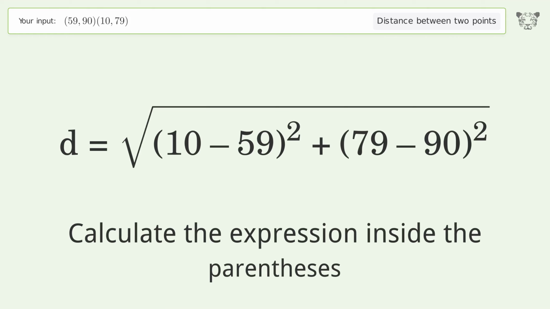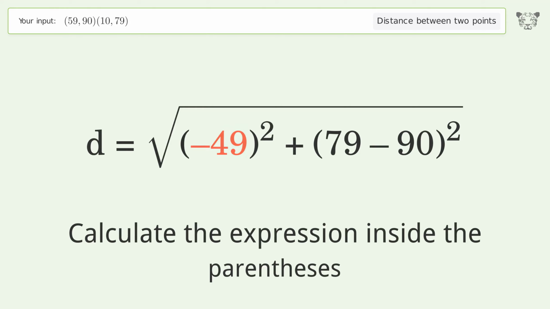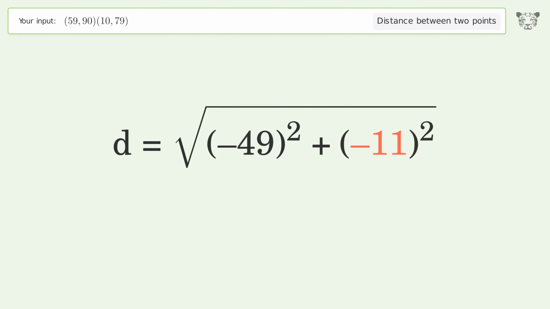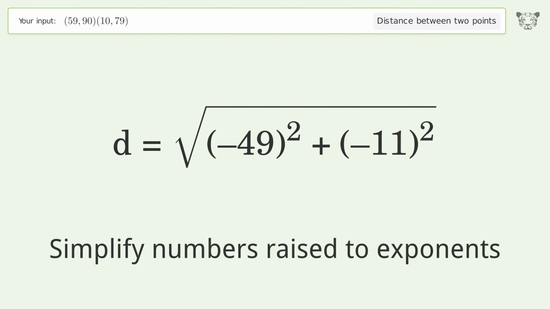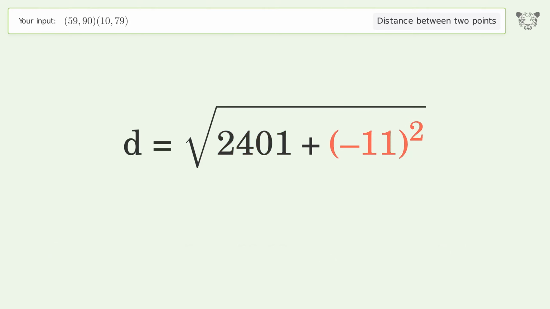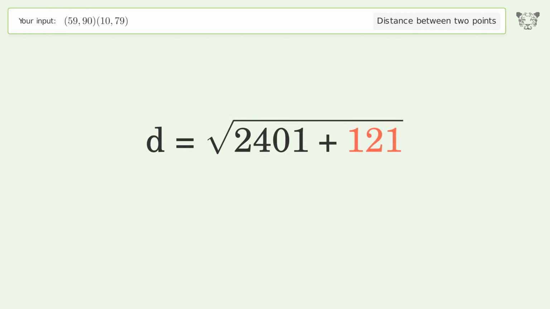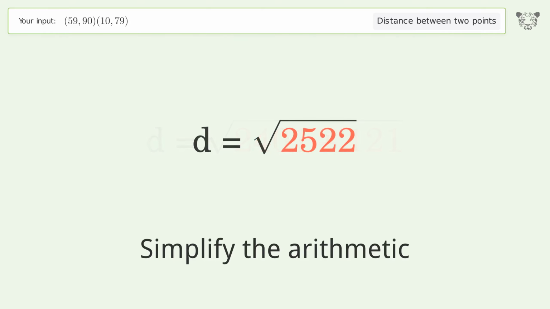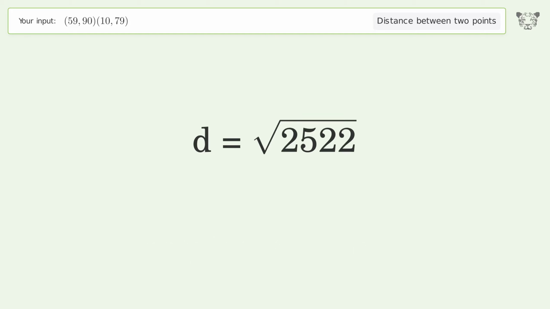Calculate the expression inside the parentheses. Simplify numbers raised to exponents. Simplify the arithmetic. And so the distance between the 2 points is the square root of 2,522, or 50.22.